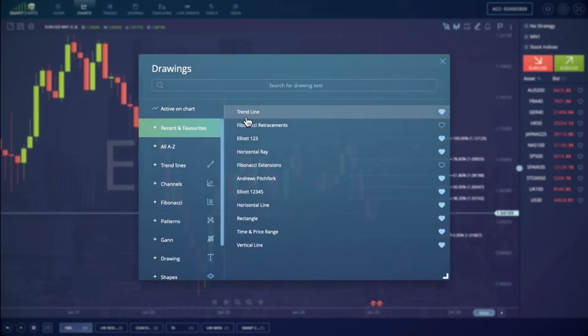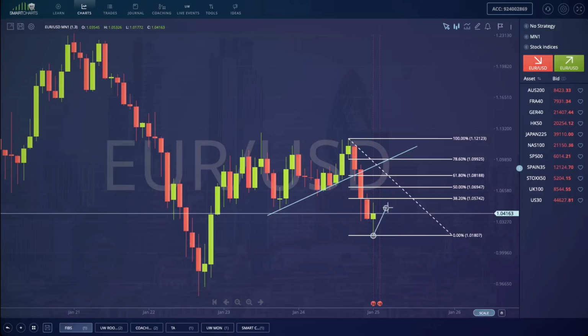So theoretically, the next thing is the market could retrace to any one of these Fibonacci levels, which could act as a resistance and then continue back down. So essentially, it's helping us with its pullback.